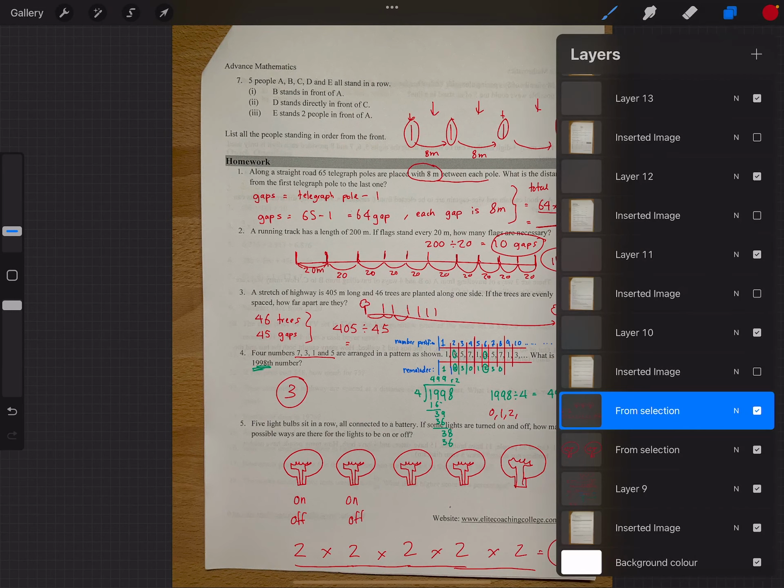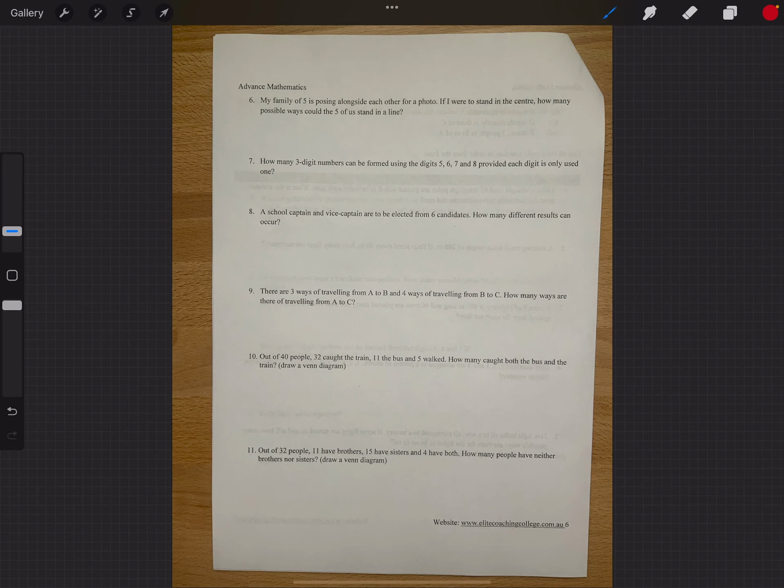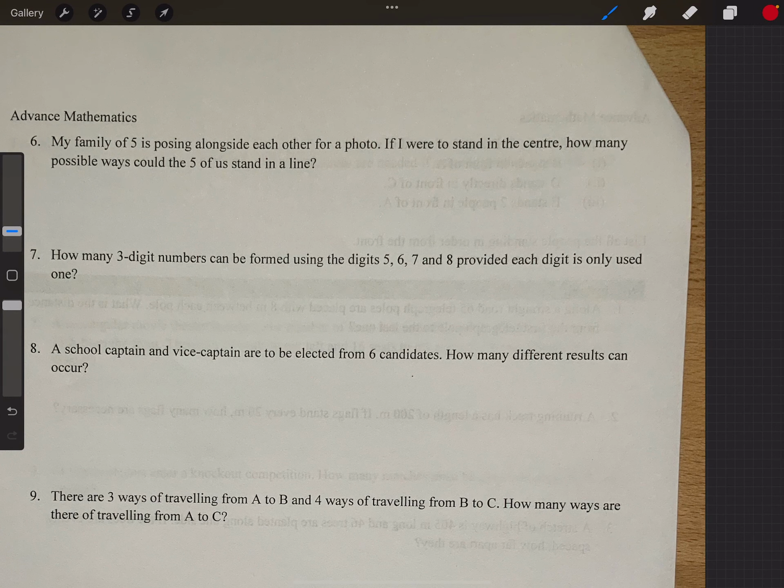Alright, next page. My family of 5 is posing alongside each other for a photo. If I were to stand in the center, how many possible ways could the 5 of us stand in a line? Okay, so you got here A, B, C, D, and E. Now, if you want to stand in the center and nowhere else, that means that you're locked in the center, okay? That means everyone else can move but you have to be there.